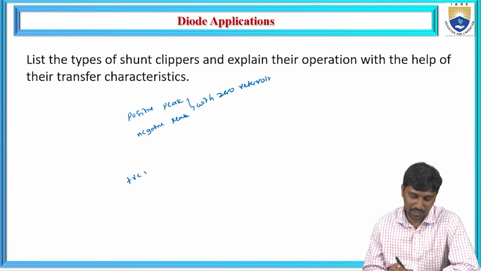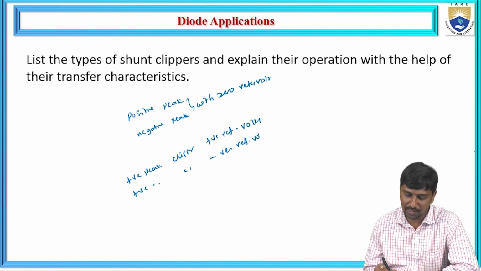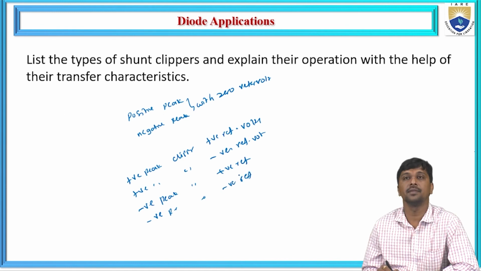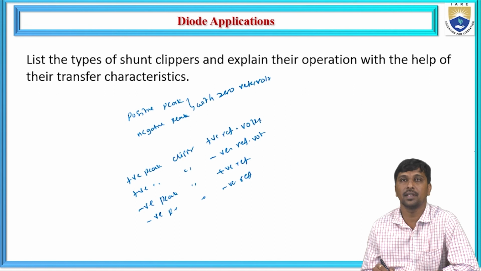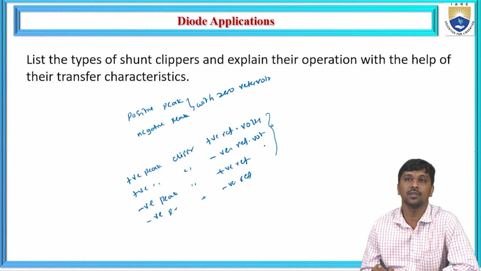and again the positive peak clipper with positive reference voltage, and again positive peak clipper with negative reference voltage. Similarly, we have the negative peak clipper with positive reference voltage. Again, we have the negative peak clipper with negative reference voltage. So these are the classifications. Now we can take them individually. For each circuit, first you draw the circuit, then explain the operation and draw the transfer characteristics. If you want a detailed discussion, you can refer to the videos on shunt clipper operations.